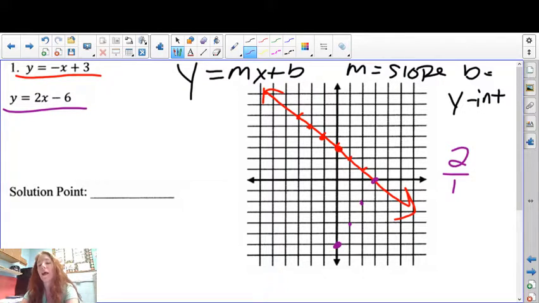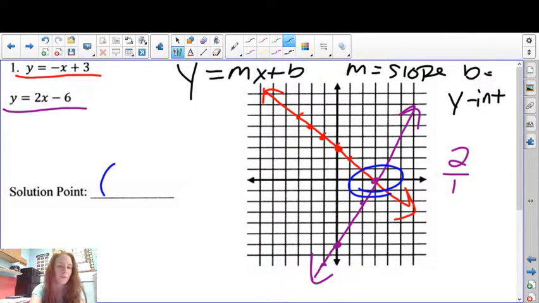I want to be as accurate as I can, so I like to go off of more dots versus less dots, especially when we don't always have a ruler provided for us. That way we can be as accurate as possible. And then it asks for the solution point. The solution point is the point at which the 2 lines meet, which in this case is right here. So that's the point 3, 0.